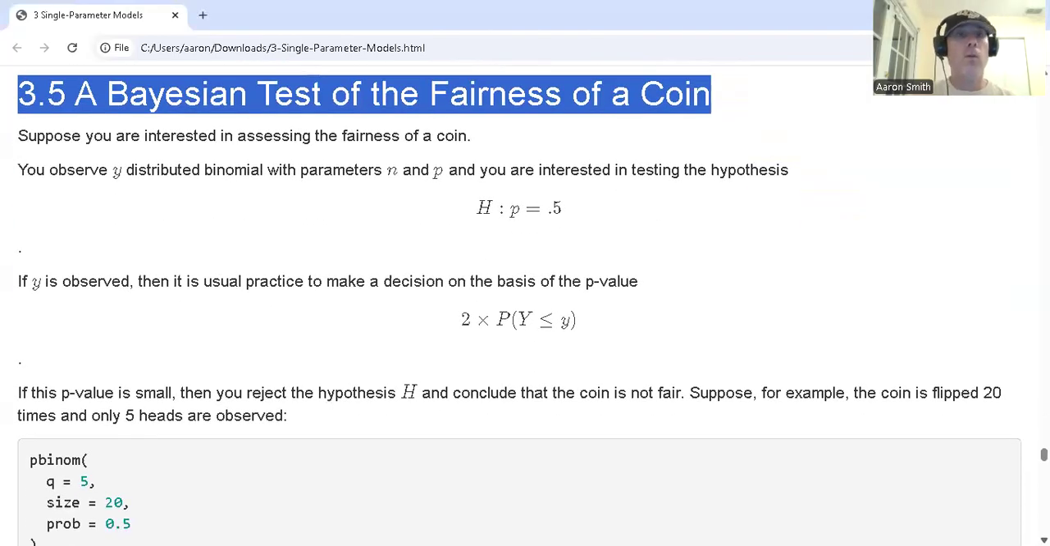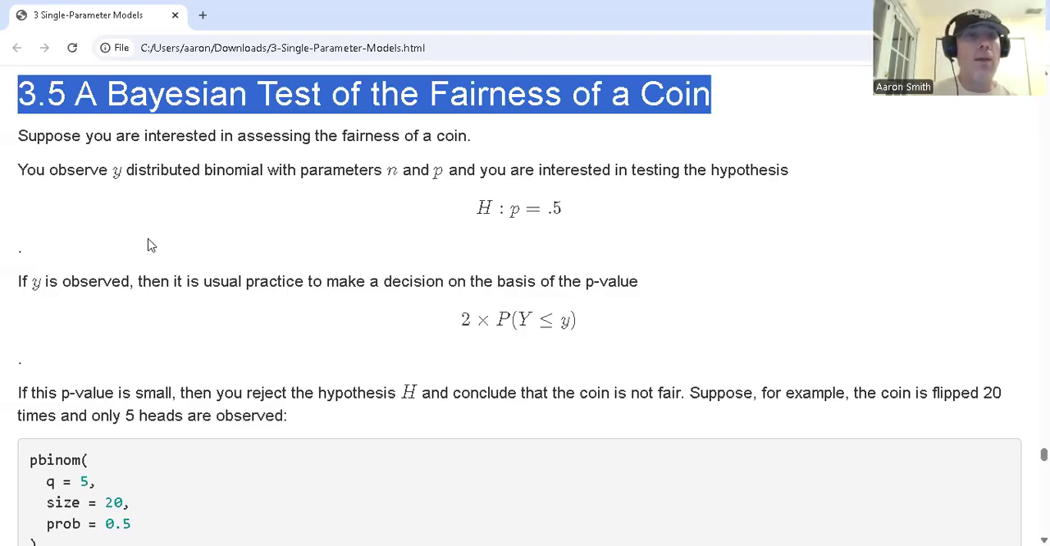All right, so we want to evaluate the fairness of a coin. And really, in real life, would we really be worrying about the fairness of a coin? No. But this is a good, simple example for us to get a better understanding of how Bayesians approach hypothesis testing. All right, so we want to assess the fairness of a coin.